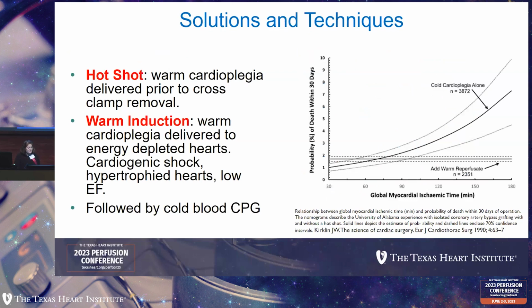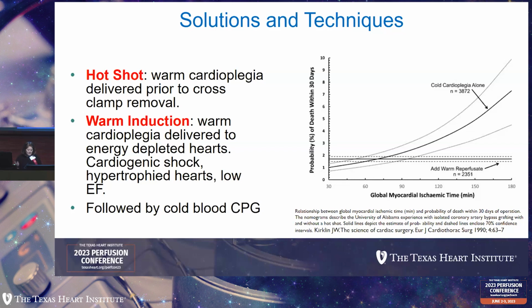So now we're going to talk about some solutions and techniques. The hot shot and the warm induction, which a lot of was started by Dr. Buckberg. So Kirkland showed global myocardial ischemia can be avoided or minimized by substituting a brief 3 to 5 minute warm 37-degree blood cardioplegia solution, that hot shot, during the initial phase of reperfusion before you release the aortic cross clamp.